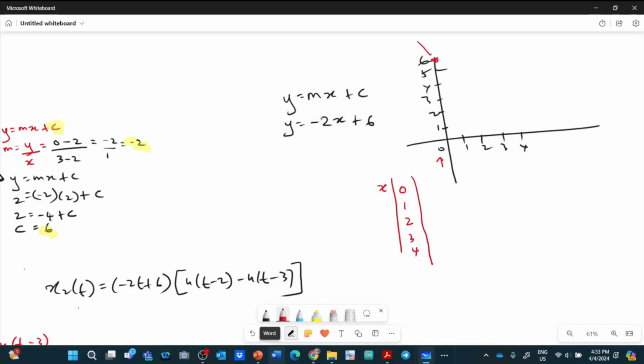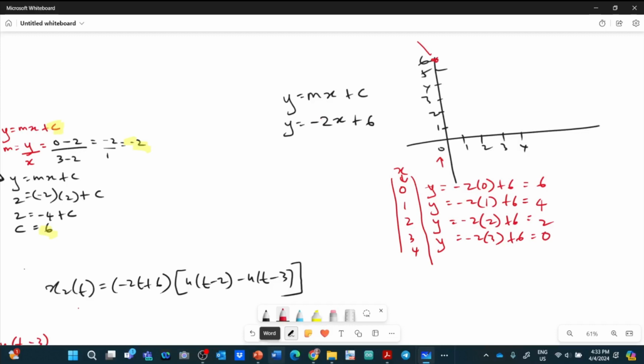At x equals 0, what do you get? y equals minus 2 times 0 plus 6, which is 6. For x equals 1, y equals minus 2 times 1 plus 6. What do you get? Four. The minus 2 is multiplied by the x value. For x equals 2, minus 2 times 2 plus 6, y equals 2. For x equals 3, minus 2 times 3 plus 6, y equals 0. For x equals 4, minus 2 times 4 plus 6, y equals minus 2.